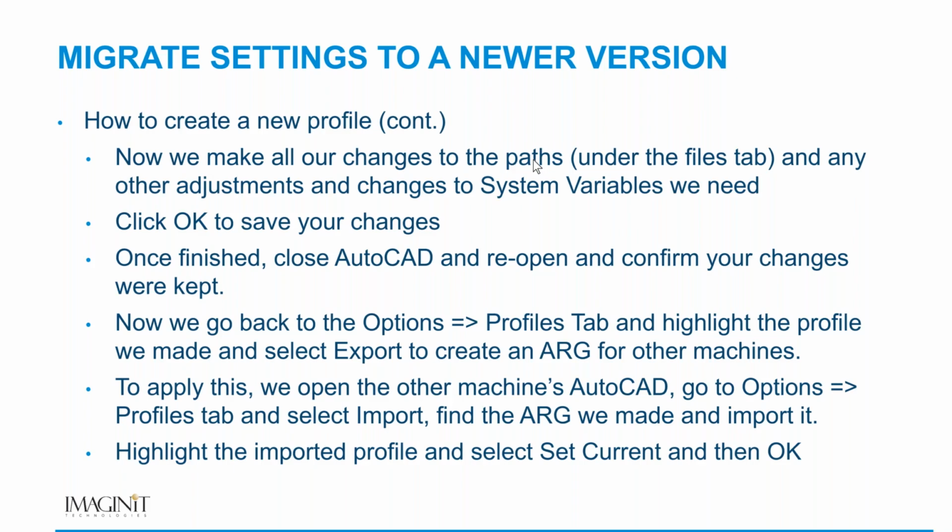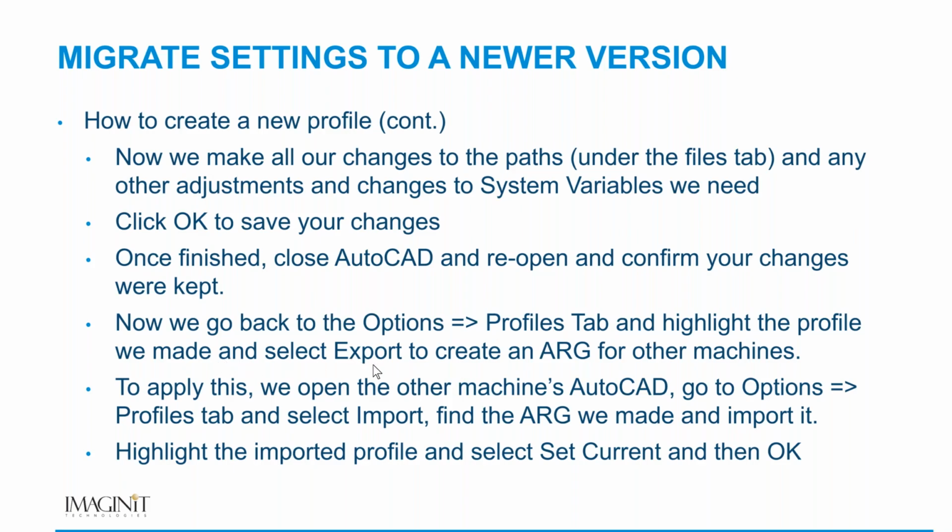Once we're finished, we close AutoCAD. We reopen it to confirm that all of the changes were kept. This is going to be important to understand when we're dealing with verticals. So you may need to create a new icon that references your new profile so that when you launch it from that icon, it gives you all of your settings. Now we're just talking about basic AutoCAD. So you close it, you reopen it. We go back to Options, Profiles tab, highlight the profile we made.